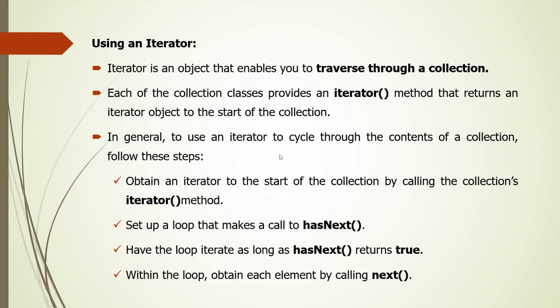In general, to use an iterator to cycle through the contents of a collection, we have to follow these steps. First step, obtain an iterator to the start of the collection by calling the collection's iterator() method. Then you have to set up a loop that makes a call to the hasNext() method. Have the loop iterate as long as the hasNext() method returns true. Finally, within the loop, we have to obtain each element by calling the next() method.